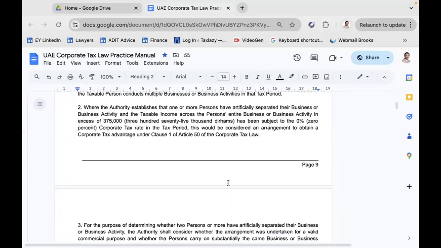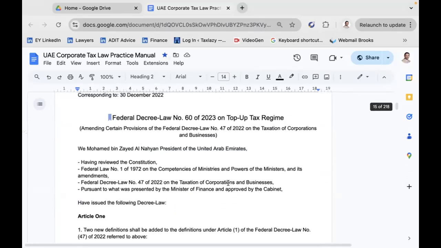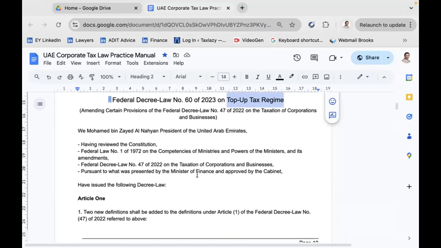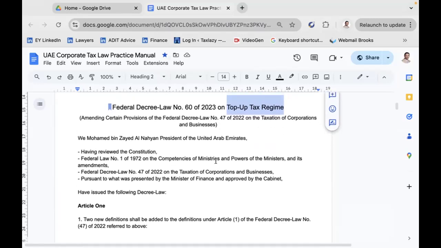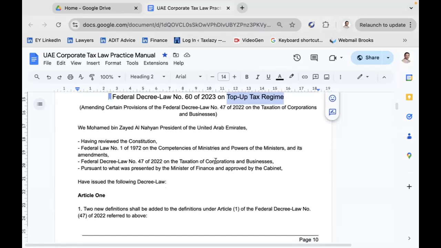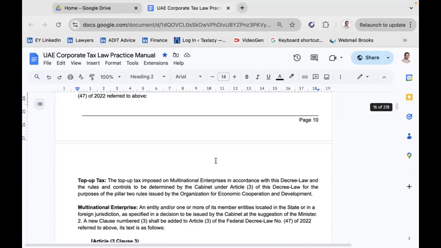And what about this? Why did you forget this, Farjad? You remember this? Oh, sorry, Abbas. Top-up tax regime. Top-up tax regime is there. This is Federal Decree Law number 60. I knew others will not be able to answer, but Farjad and Abbas should have known this. At least these two people, and Kalama should also have. Haya is new, but it's all right.